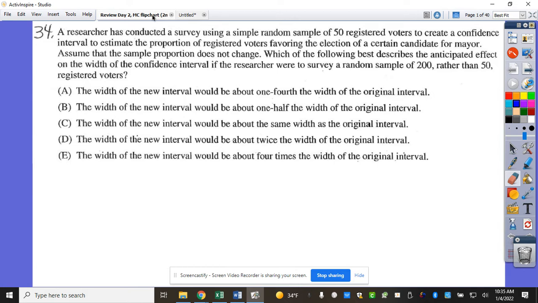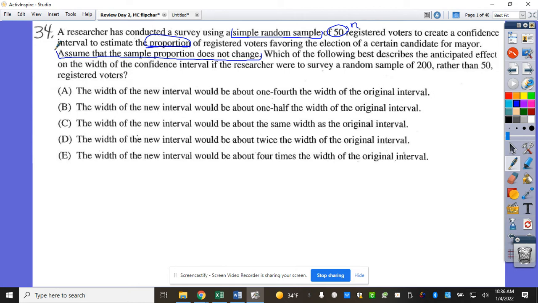A researcher has conducted a survey using a simple random sample of 50 registered voters. Okay, so hopefully you've gotten in the habit of noticing there's a simple random sample, there's n. To create a confidence interval to estimate the proportion, we're doing proportion stuff, of registered voters favoring the election of a certain candidate for mayor. Assume that the sample proportion does not change. So whatever it actually was stays. We're not taking a different group.